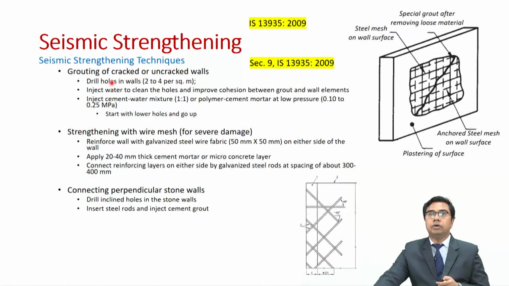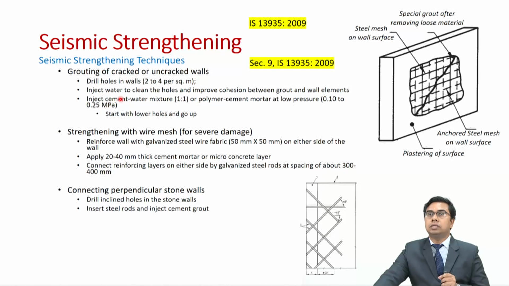For this, we first drill holes in the wall. We will inject water to clean the holes and improve cohesion between grout and wall elements. If you do not inject water, the holes may have dust and all, which will block the grout movement. Also, the dry concrete or the dry masonry will try to absorb water from the grout. So, the grout will not be able to achieve its properties. Therefore, it is important that all these holes are not just cleaned, but they are also wet before pushing grout inside.